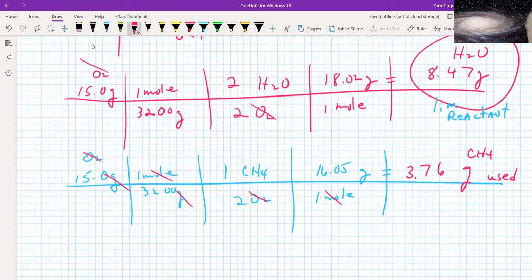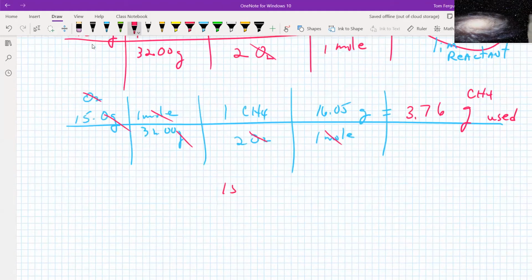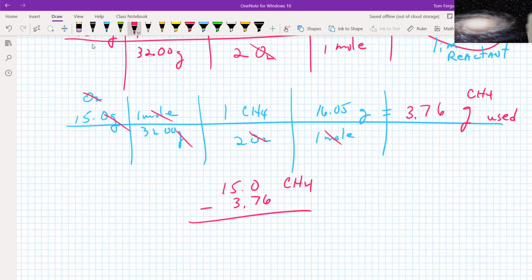So of the original 15 grams, we only used 3.76 grams. All the rest is in excess. So to find out how much excess, we start with 15 grams of methane minus that. So what is that? It's 11.23. Is that right?